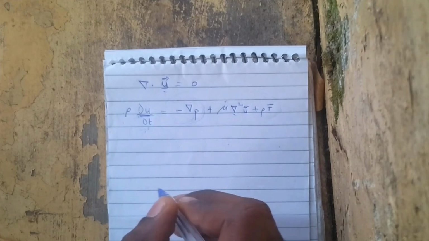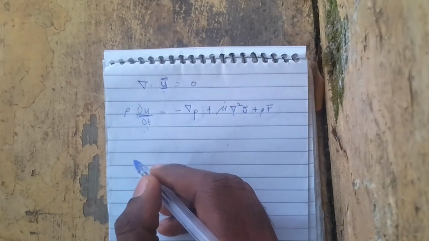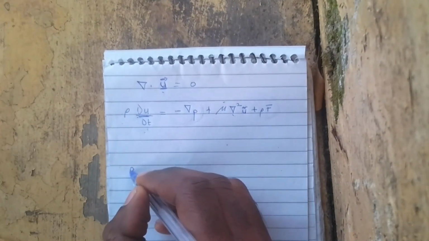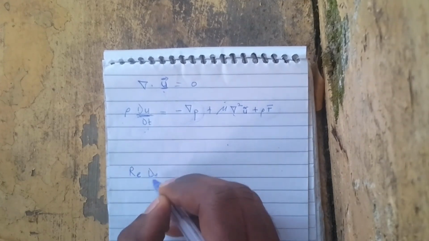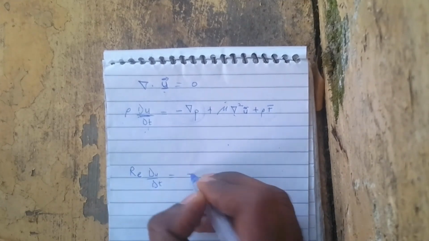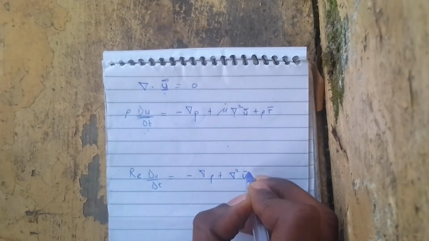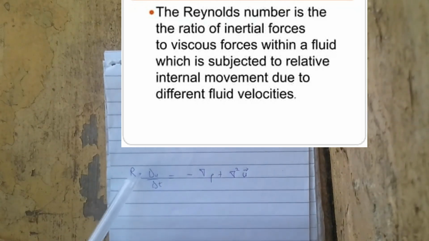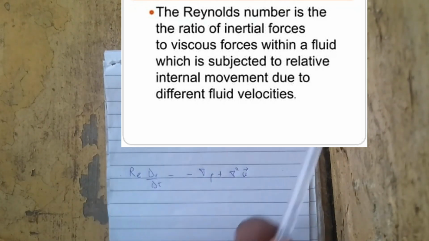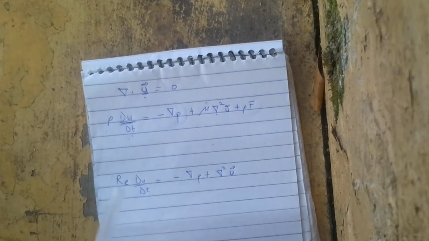So when we introduce the Reynolds number into this equation, we have Reynolds number times du/dt equals minus del p plus del squared u. What we have here is that the Reynolds number kind of eliminates this from the equation and replaces the rho, and then you have the Reynolds number.